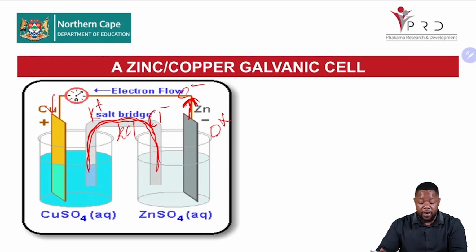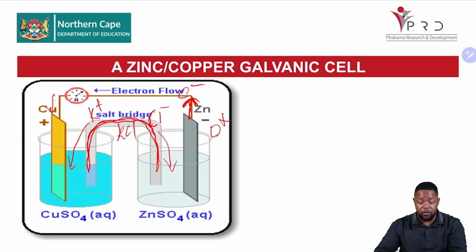What is the movement of ions in the internal circuit? The salt bridge is the part which indicates the internal circuit. The negative ions migrate to the anode, while the positive ions migrate to the cathode. And this maintains electrical neutrality. So the function of a salt bridge is to complete the circuit and also to maintain electrical neutrality.